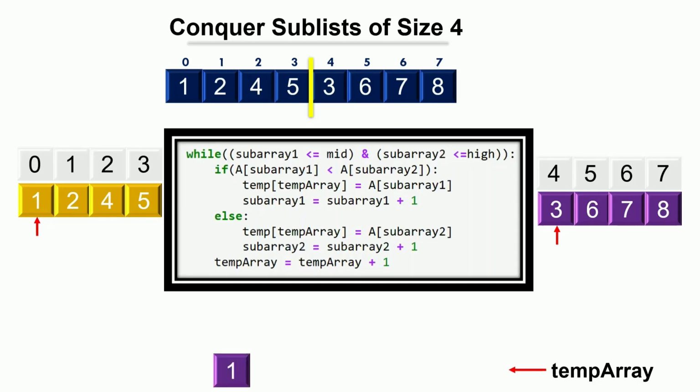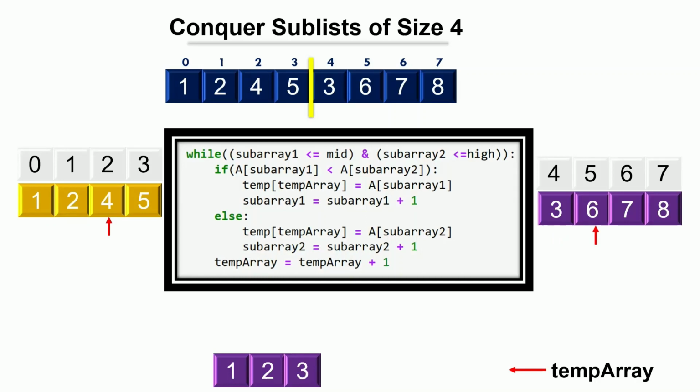We compare 1 and 3. The smaller value is 1. We write it into the temporary array. And now the temporary array ranges from 0 to 7. 2 and 3 are compared. The smaller element is 2. 2 is written into the temporary array and the pointer is moved to represent the element 4. In other words, the value in subarray 1 is 2, but subarray 2 still remains at the position 4.